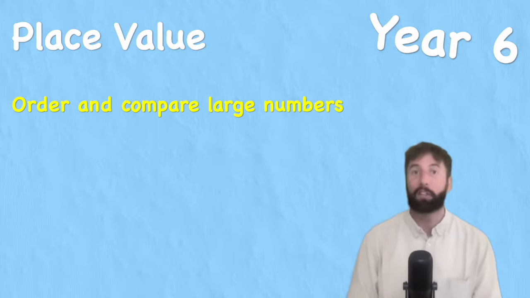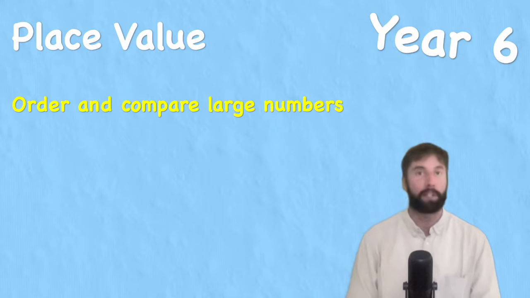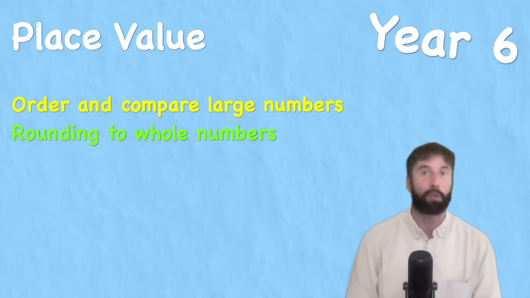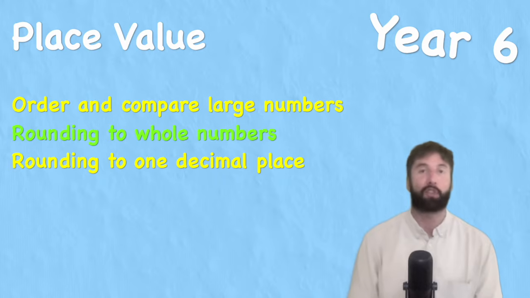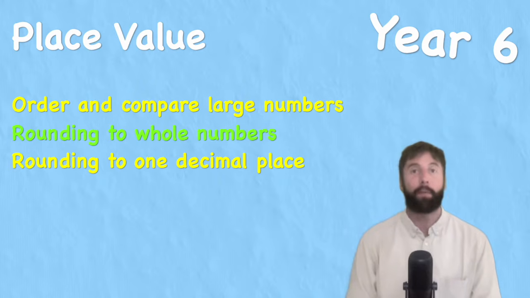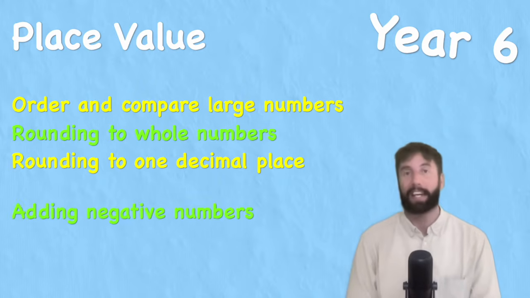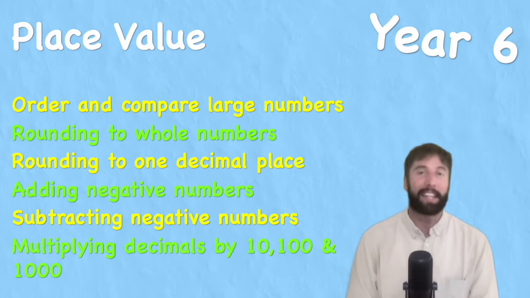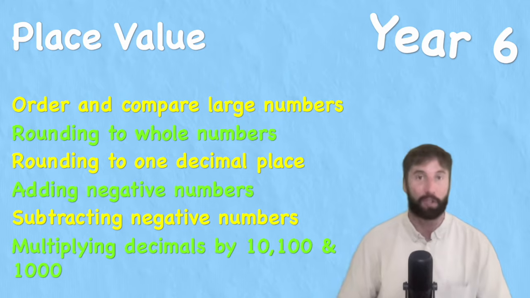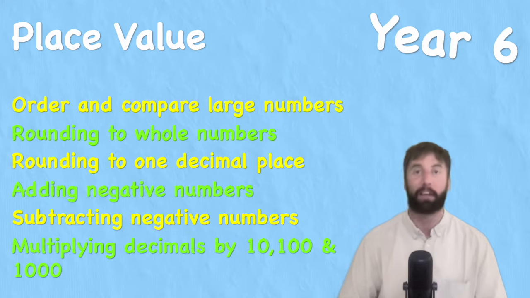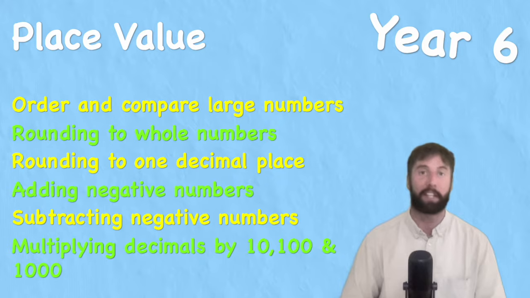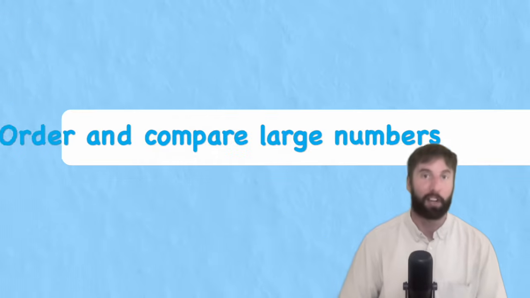So what are we going to cover? Well, we're going to cover how to compare and order large numbers. Then we're going to look at how to round decimals to whole numbers, before learning how to round to one decimal place. And then we're going to look at how to add and subtract negative numbers. Finally, in this lesson, we're going to look at how to multiply and divide by 10, 100, and 1,000 using the place value chart. If we master all of these things, guys, we are going to have a really good understanding leading us into our next lessons. So let's waste no time and let's jump into the first lesson, how to order and compare large numbers.